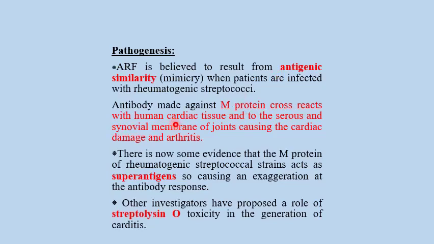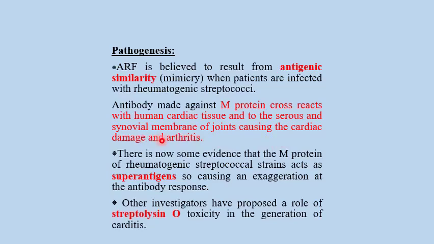Not only the human cardiac tissue. So this means there is similarity in the antigen of the M protein of these rheumatogenic strains with the human cardiac tissue. And not only the human cardiac tissue, there is also similarity between this M protein and the serous and synovial membrane of joints. And this will lead to what? Causing cardiac damage and arthritis. We're going to speak about the cardiac damage, and the arthritis, which is inflammation of the joints.